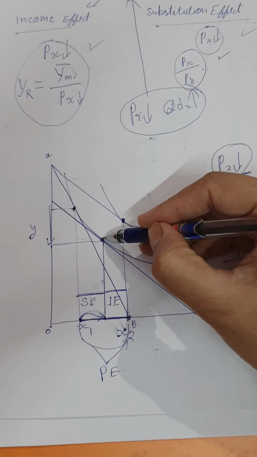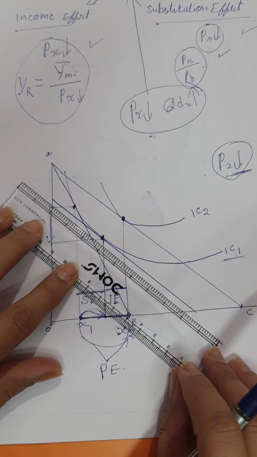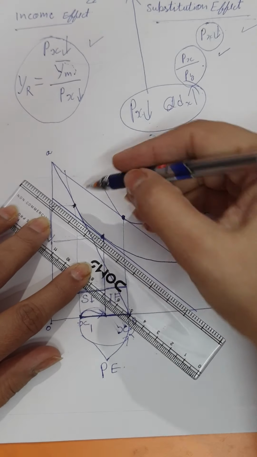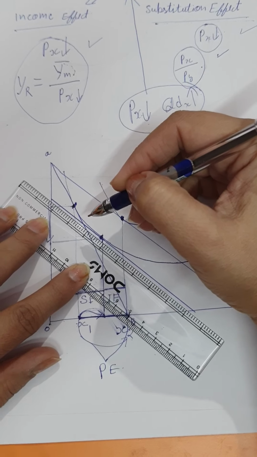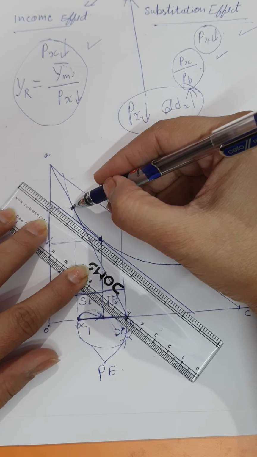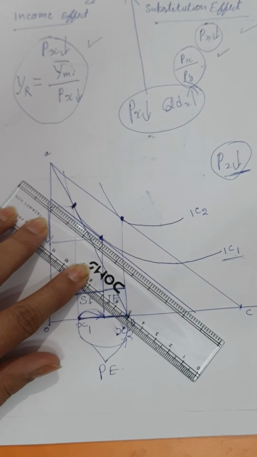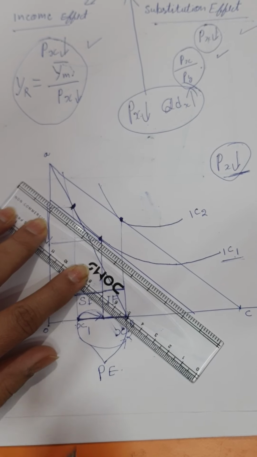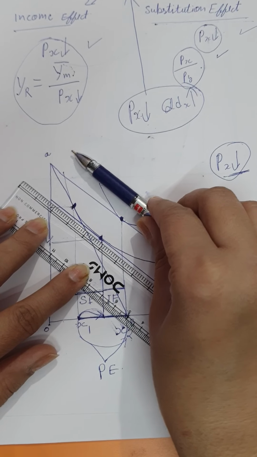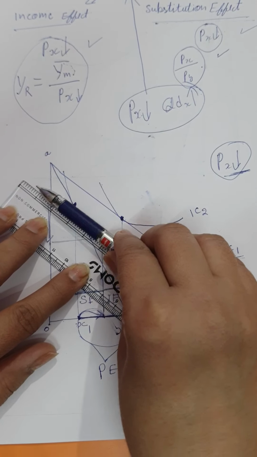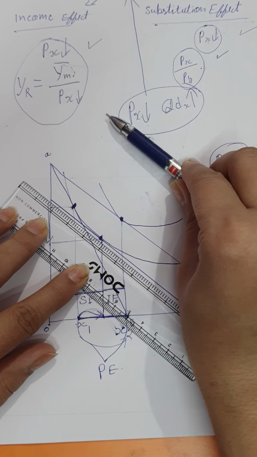But the problem is that on this budget line, this point which he was operating on before the change in price of X, now this is not in reach of the consumer. It is a non-feasible area. Whenever we talk about the budget line of the consumer, above this budget line all area is non-feasible area, means consumer cannot buy that.